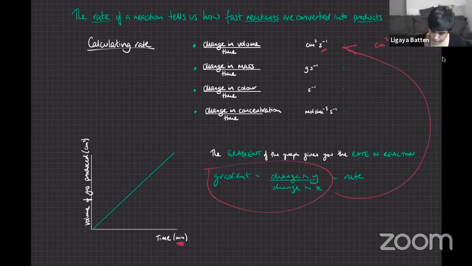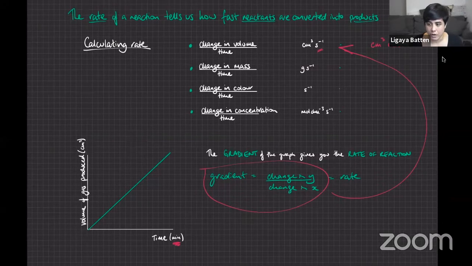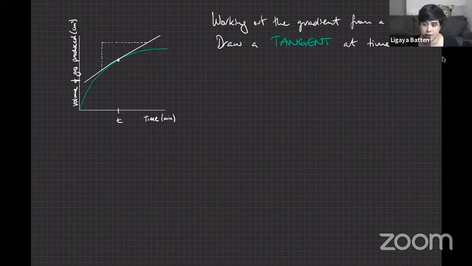Okay, so it might seem simple enough calculating the gradient of a straight line graph like this, but you probably know that you don't always get straight lines in reactions. We often get curved lines that look like this. And again, this is still volume of gas being produced. We have a curve going up, so gas is being produced quite quickly to start with, and then it starts to slow down, then it levels off. So this is a classic kind of progress of a reaction graph that you would see.